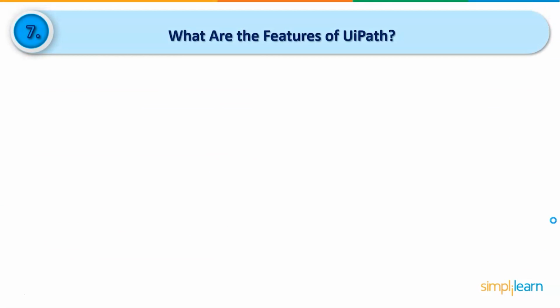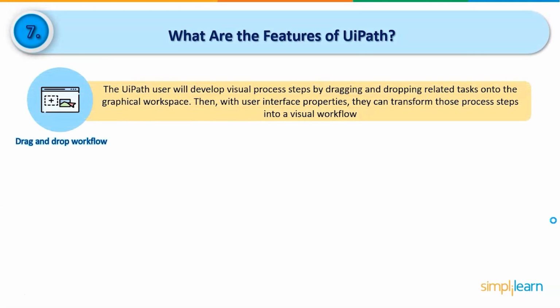What are the features of UiPath? Drag and drop workflow. The UiPath user will develop visual process steps by dragging and dropping related tasks onto the graphical workspace. Then with the user interface properties, they can transform these process steps into a visual workflow. Users may also use the recorder wizard in the UiPath tool to build web-based or application workflows.